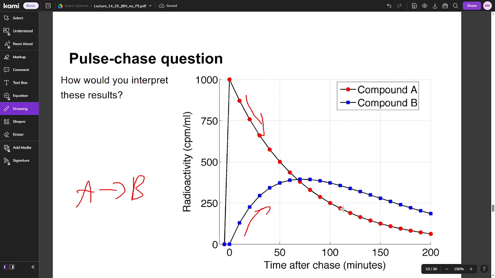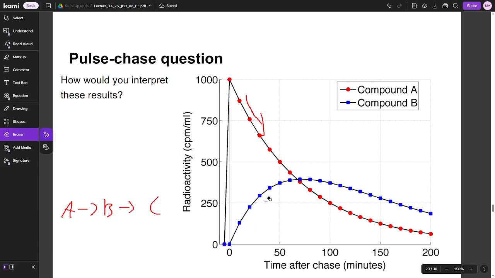Well, not quite. Because if it was just A to B, this should extend and just keep going up like this. But the problem is it's actually going down eventually, which suggests that there is another thing that is being made after B, and we just have not found it. So basically, this is most likely going to be A to B to C, or something along those lines, right? And you can double check that using your math.